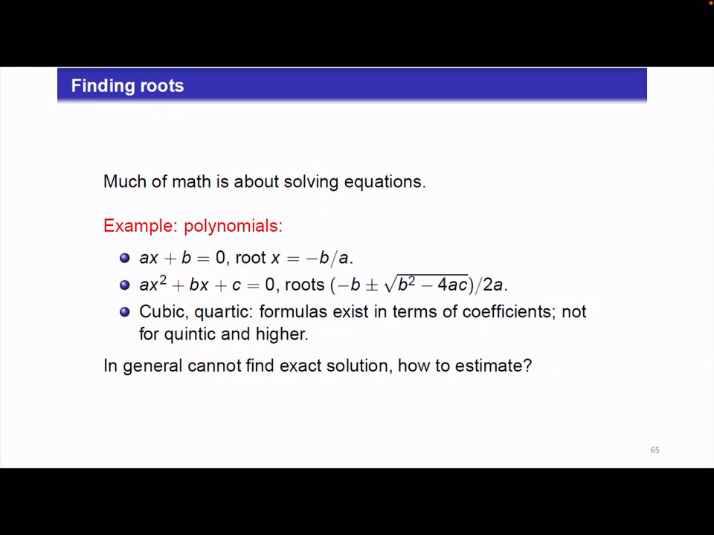There are formulas for cubics and quartics. You can explicitly write down a formula in terms of the coefficients and various roots. Unfortunately, there is no closed form expression for degree 5 and higher. For degree 5 and higher, we have to estimate. The other thing, of course, is just because I write something down or give it a name, doesn't mean I know how to compute it or estimate it.